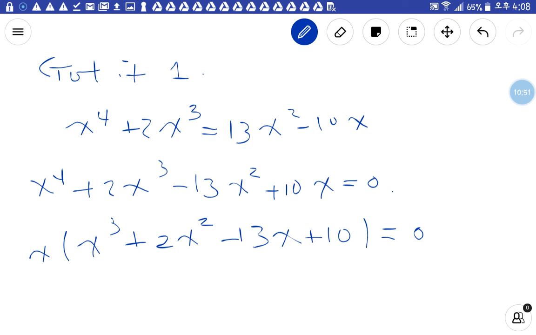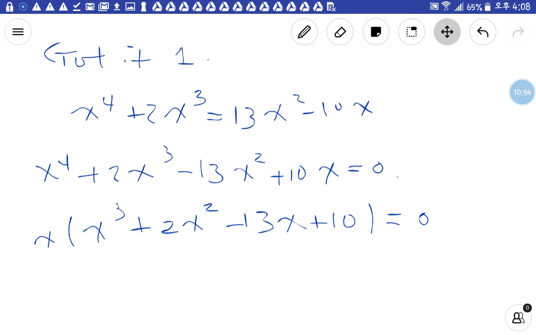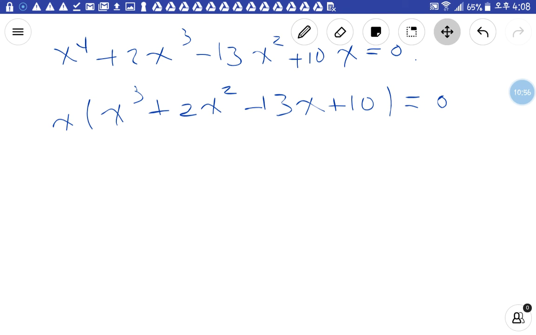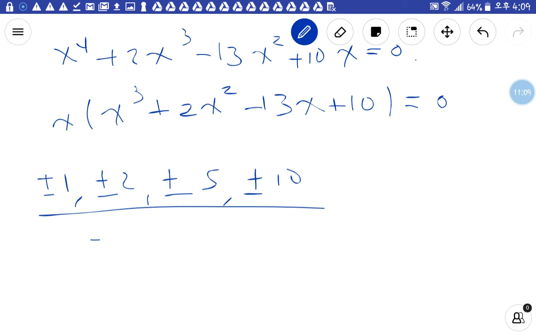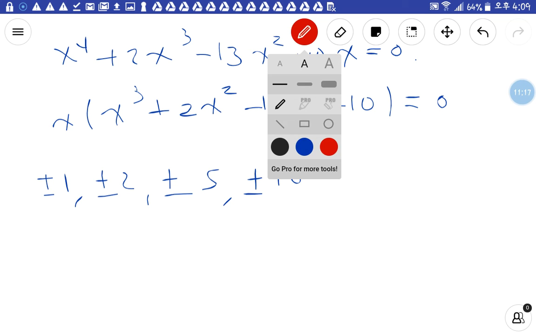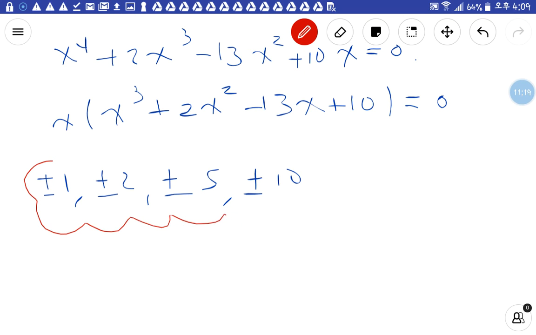After that, think about the possible rational roots so that I can find out the right one. So think about the factors of 10, which are plus or minus 1, plus or minus 2, plus or minus 5, and plus or minus 10, over plus or minus 1. So it will be just this, right? This is my list of possible rational roots. I'm going to find out the right one. It's up to you which one you're going to try. I'm going to try 1.